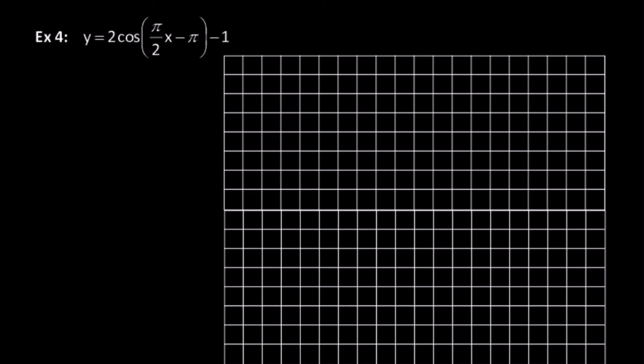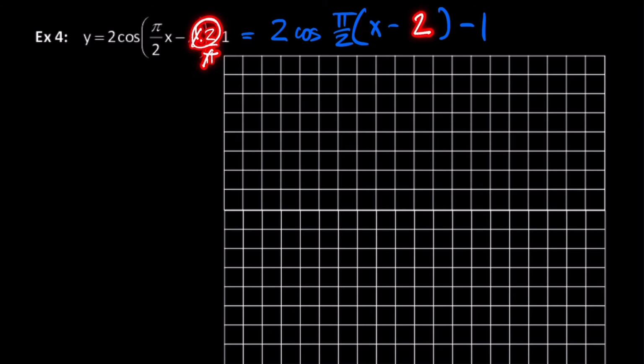Two more examples. Example 4, y equals 2 cosine pi over 2x minus pi minus 1. Again, the first thing we need to do is take out this GCF. All right, so what do we get? 2 cosine. Take out a pi over 2. You've got a group of parentheses. This will be x minus something minus 1. So what we're doing is we're dividing by pi over 2, which again is the same as multiplying by 2 over pi. So if I multiply by 2 over pi, those pi's cancel. I'm just left with a 2. So that's just going to be 2.